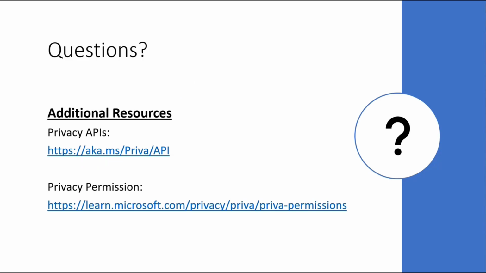A couple different links to show you as well. If you want to look more at those privacy APIs, you can find them at aka.ms/priva/API. And also for those permissions, here's the URL for that as well. So you can take a look at that, and we'll post these things into the chat window.